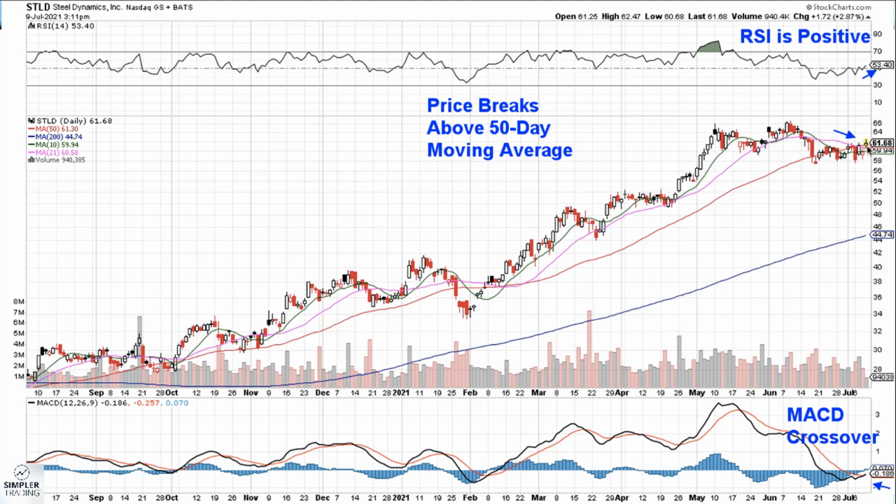So another name that is early in its potential advance, but we are seeing a price break above that 50-day. Your RSI is now up above 50. We are seeing this MACD crossover, but I will want to see it trading up above zero with further upside here before I dive in, but definitely one for your watch list.